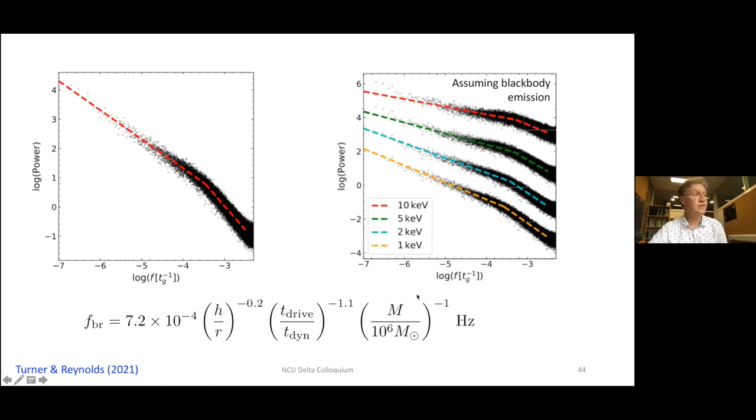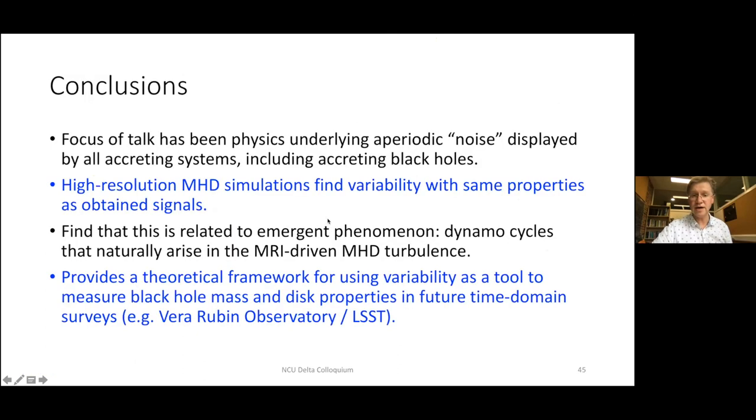So with this kind of approach, we might hopefully be able to look at data from, say, LSST and start to really measure the masses of an extremely large number of objects, maybe also measure, for example, the disk thicknesses of those objects, especially if we start to hone this model down with future studies. So at that point, I will put my conclusions up.